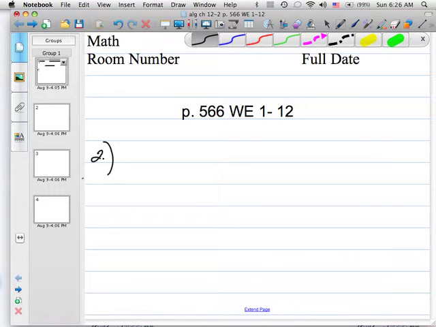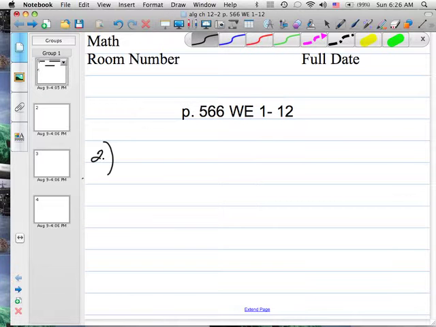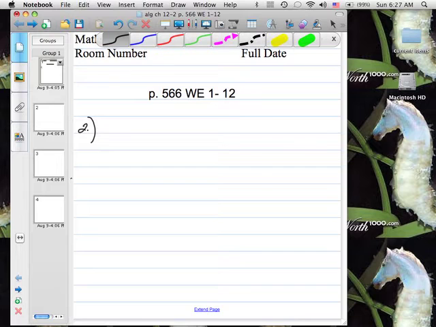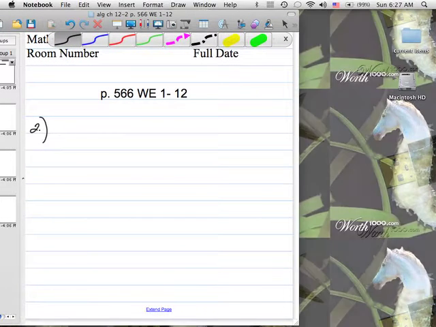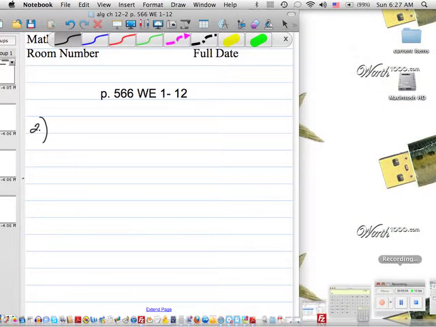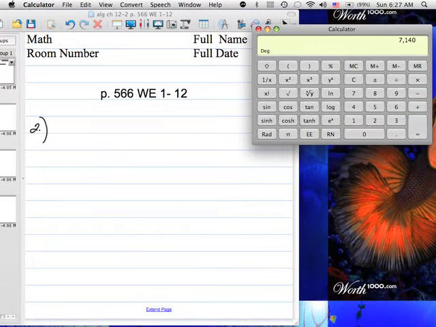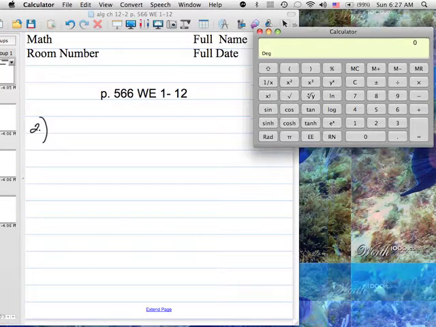Problem number 2. It says solve by completing the square. Give irrational roots in simplest radical form, and then approximate them to the nearest tenth. So we're going to need our calculators. So problem number 2.